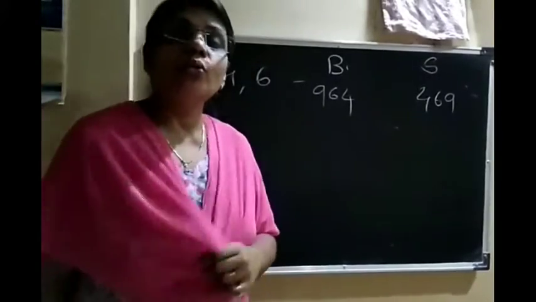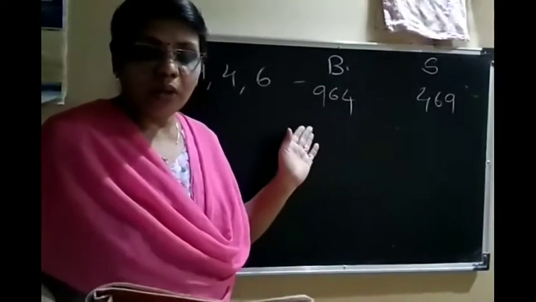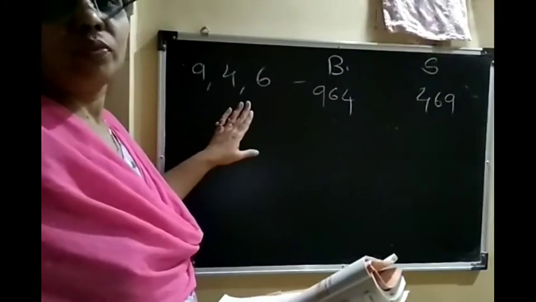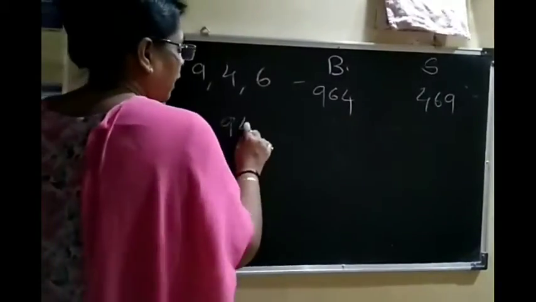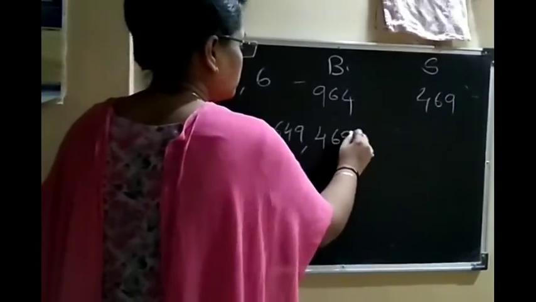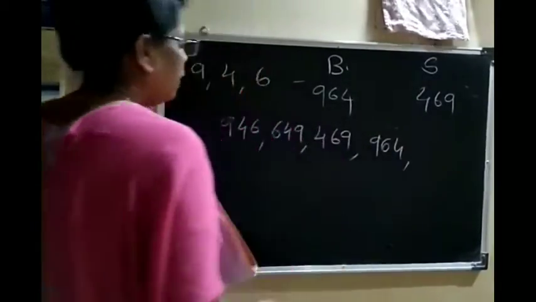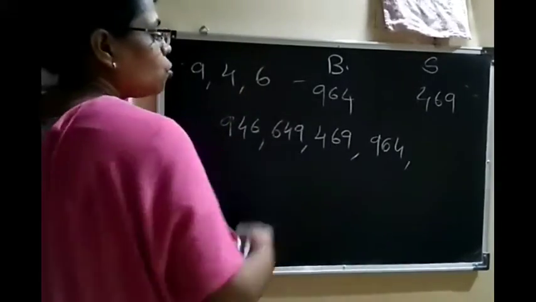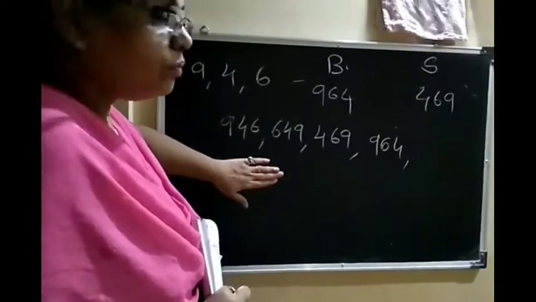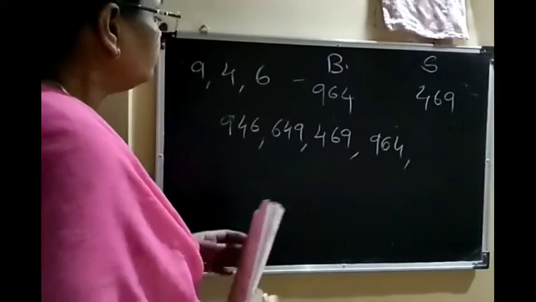One thing you can do in your notebook: first make as many 3-digit numbers as possible with these numbers, and then select the smallest and the biggest from those. For example, 946, then 649, 469, then 964. In this way you can write the numbers and from them select the smallest and the biggest. So we have completed this first one.